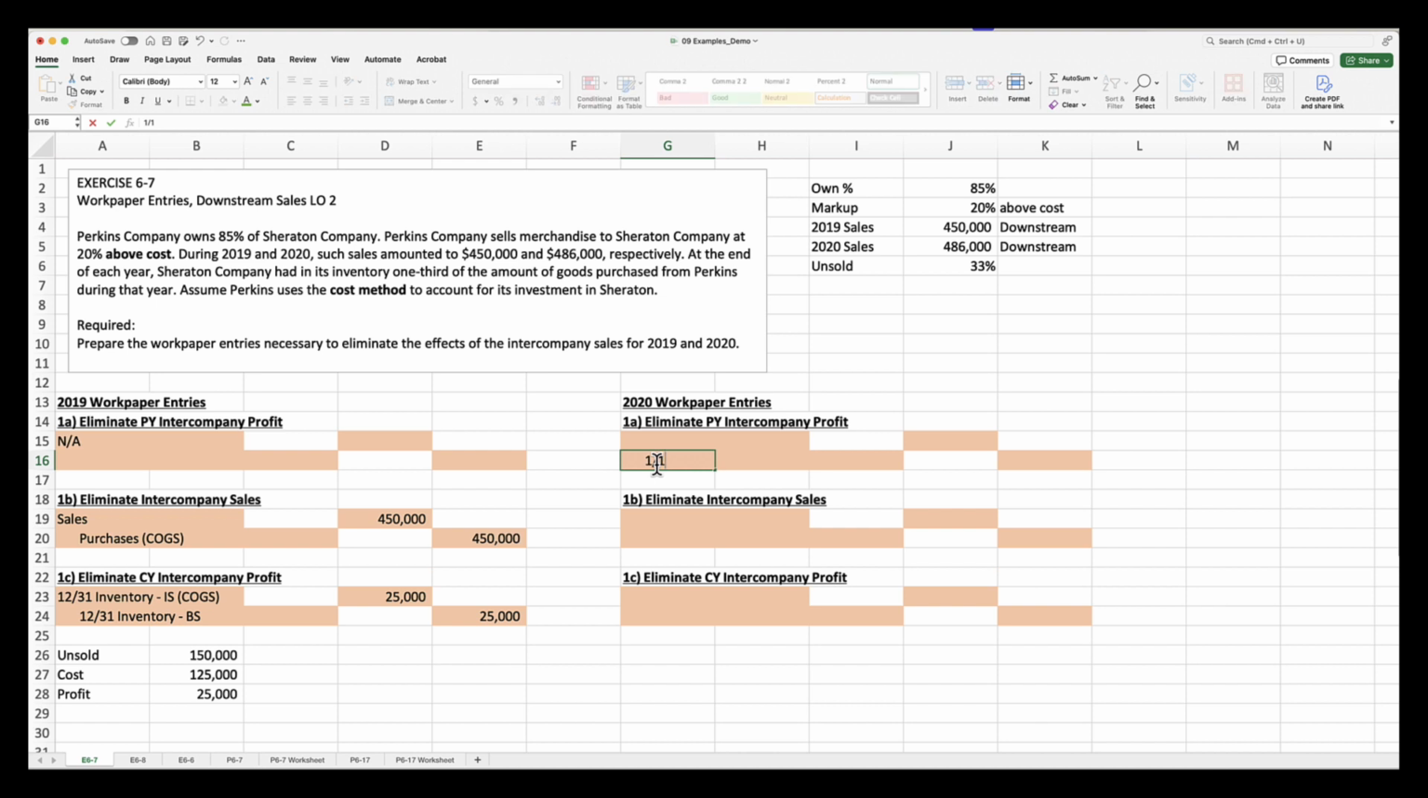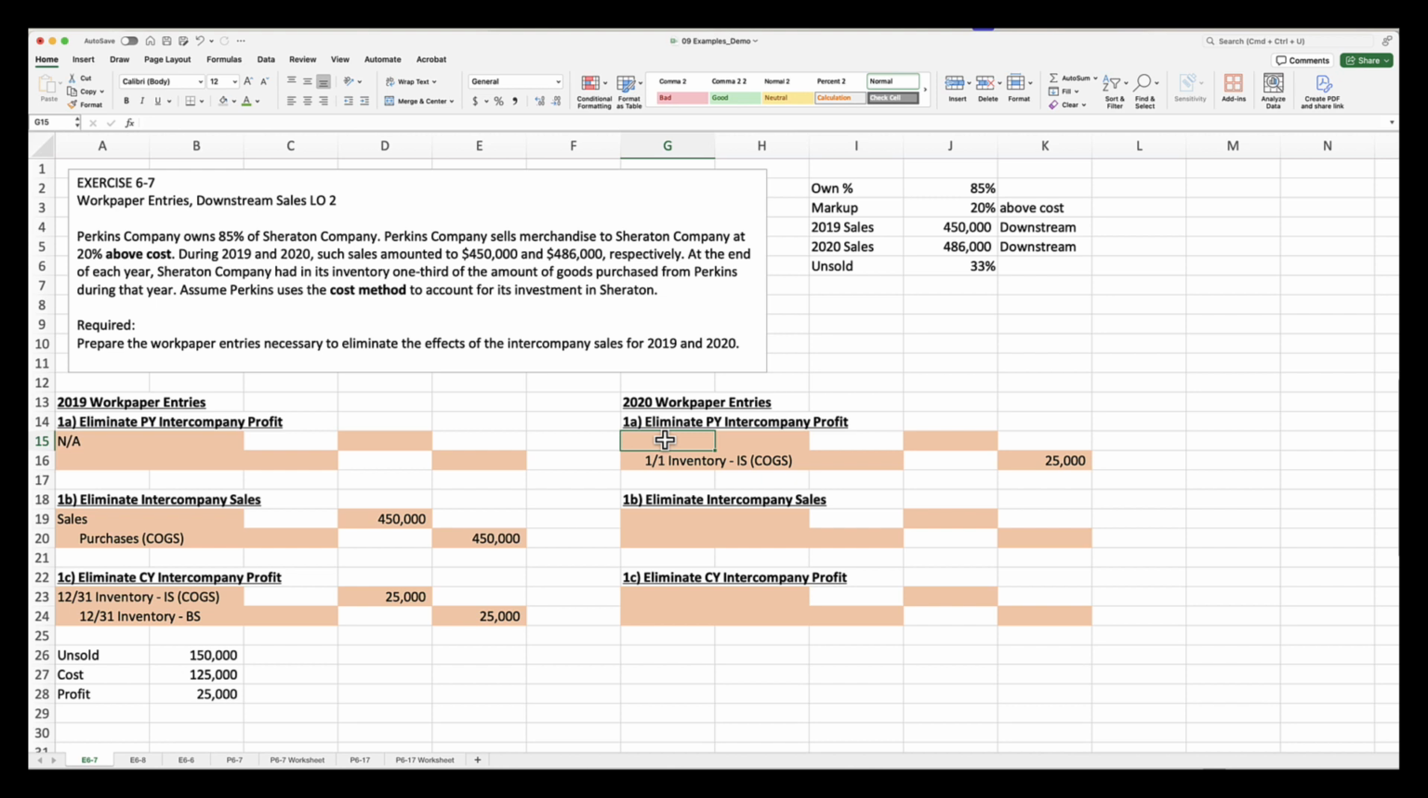So we're going to credit 1/1 inventory on our income statement. And so what this is doing is it's setting our beginning inventory to the same as the ending inventory from the previous year. So if we adjusted our previous year ending inventory to take this amount out, we also need to adjust our beginning inventory of the next year to take this amount out. But what this does is it makes it so that this profit can now be recognized in the current year.